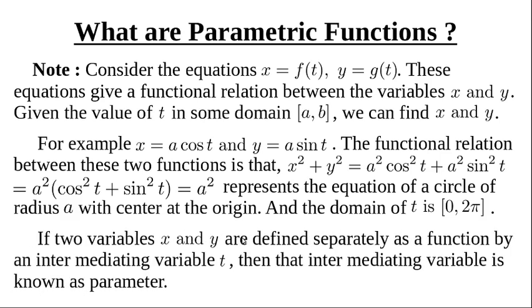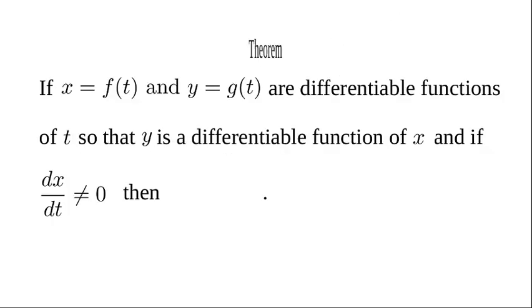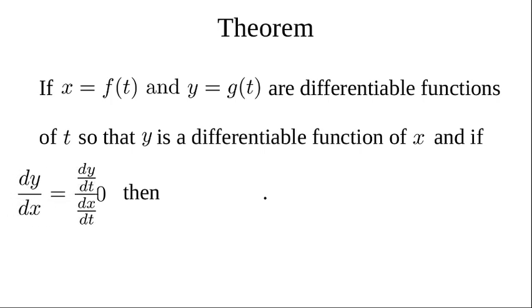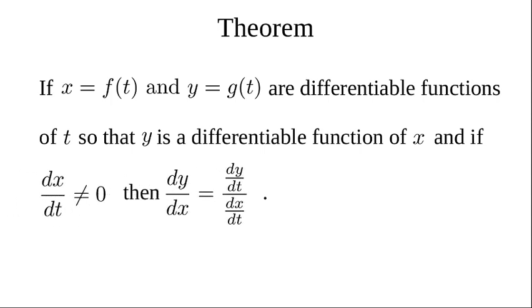If two variables x and y are defined separately as a function by an intermediating variable t, then that intermediating variable is known as parameter. So with the help of this much of information, we can go to a theorem. What the theorem says is, if x equal to f of t and y equal to g of t are differentiable functions of t, so that y is a differentiable function of x, and if dx by dt not equal to 0, then we get dy by dx equal to dy by dt upon dx by dt. So with the help of this formula, let us directly get into the examples.